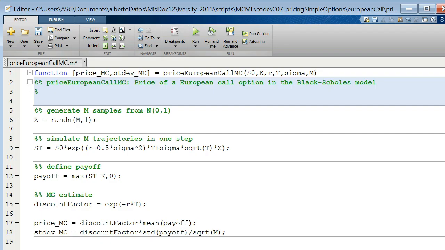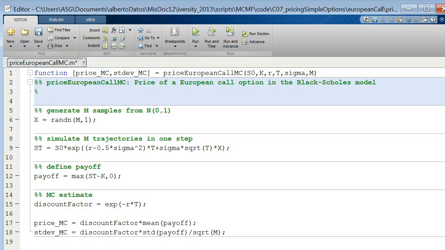This is the function we use to price a European call option using Monte Carlo simulation. The parameters of this function are the following: S0, the initial price of the underlying asset, K, which is the strike of the option, r, the risk-free interest rate, T, the time to maturity, sigma, the volatility of the underlying asset, and finally M, the number of trajectories that we want to simulate.